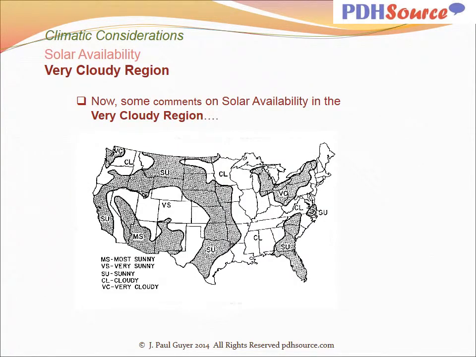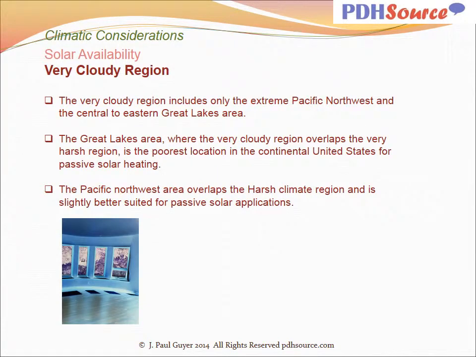Now some comments on the very cloudy region. The very cloudy region includes only the extreme Pacific Northwest and the central to eastern Great Lakes area. The Great Lakes area, where the very cloudy region overlaps the very harsh region, is the poorest location in the continental United States for passive solar heating. The Pacific Northwest area overlaps the harsh climate region and is slightly better suited for passive solar applications.